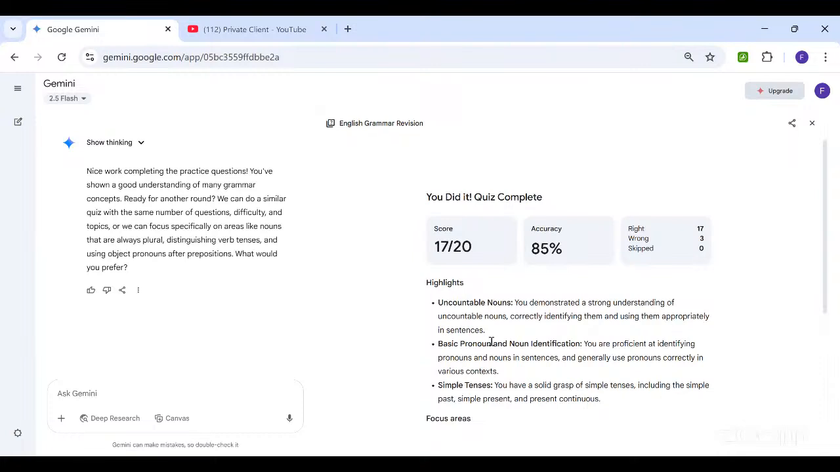Uncountable nouns take a singular verb. Basic pronouns and noun identification. You're proficient at identifying pronouns and nouns in sentences and generally use pronouns correctly in various contexts. Well done. Though you still need to work more on your pronouns. I wouldn't say proficiency. I would say great, you're great at identifying, but then you still need to put one or two things together. Then you have a solid grasp of simple tenses, including the simple past, simple present, and simple future.